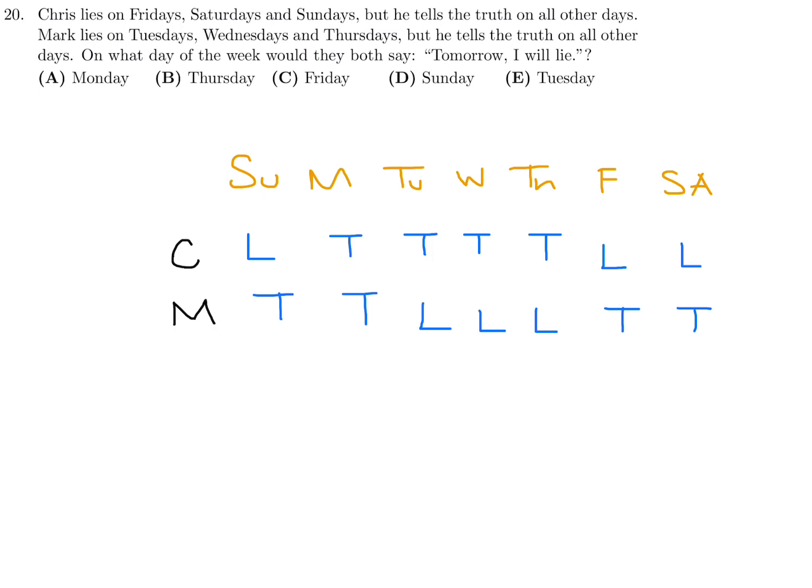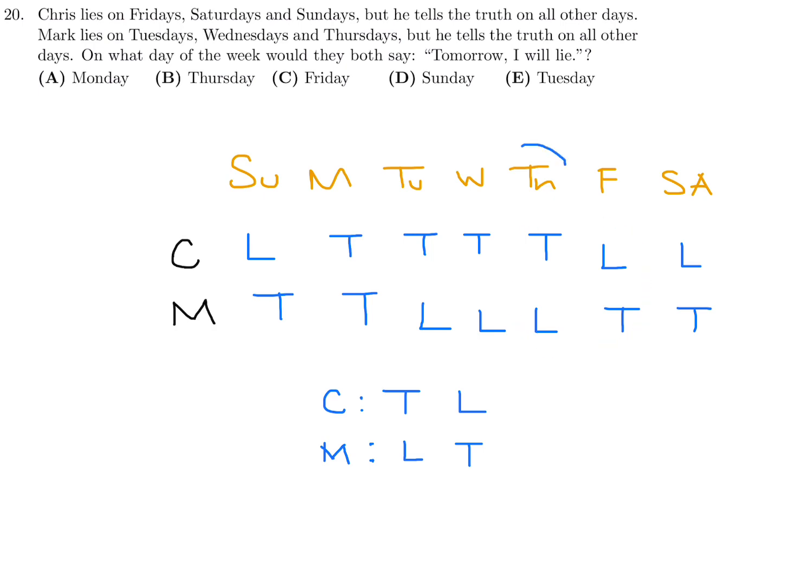For example, if Chris was telling the truth, right, and he said, tomorrow I will lie, that means tomorrow he lies. He's telling the truth. But if Mark is lying and he says, tomorrow I will lie, that means tomorrow he doesn't lie. Tomorrow he tells the truth. Does that make sense? It takes a little bit of thinking. So this is the scenario, I think. TL and LT. Where's TL and LT? TL and L, right here.